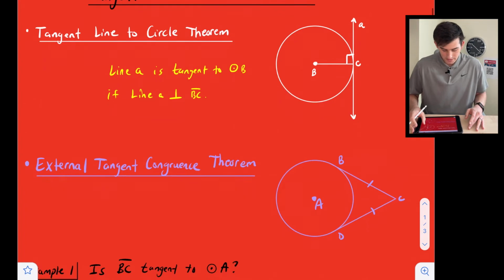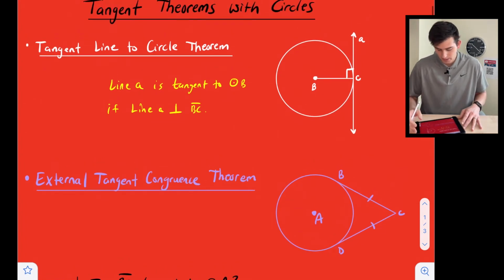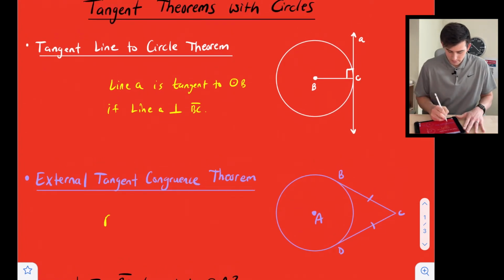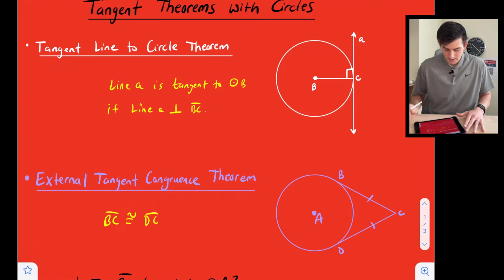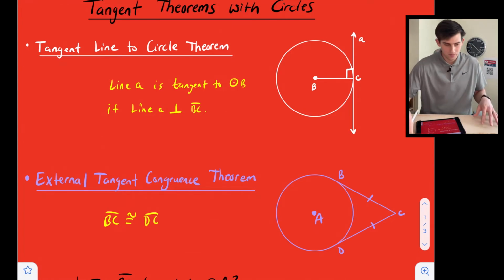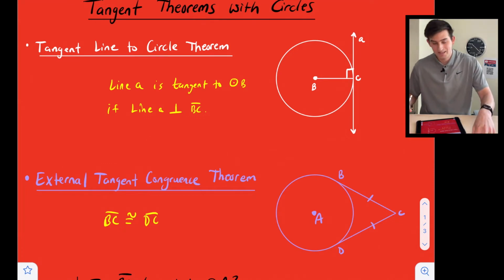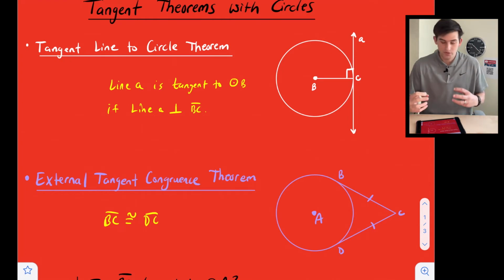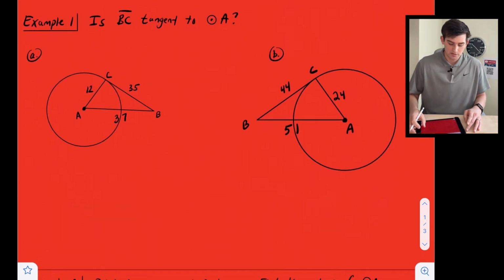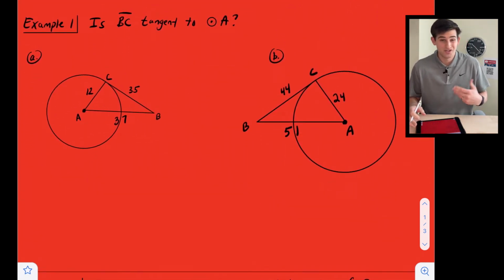Next one we're going to talk about is the external tangent congruence theorem, which basically says segment BC is congruent to segment DC. So as long as BC and DC are tangent lines, which is probably going to be given to you in the problem, then we can say that those two segments, BC and DC, are congruent. So let's look at some examples where we solve some problems and find some missing measures associated with these two theorems.